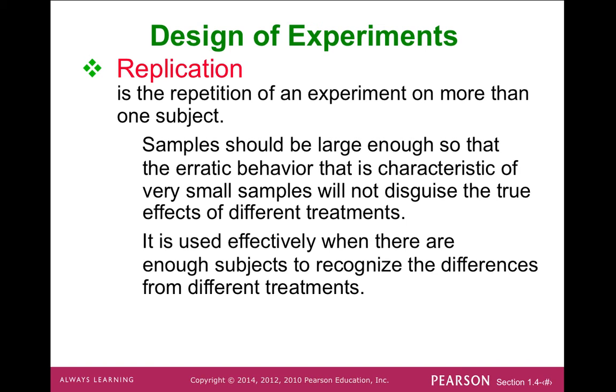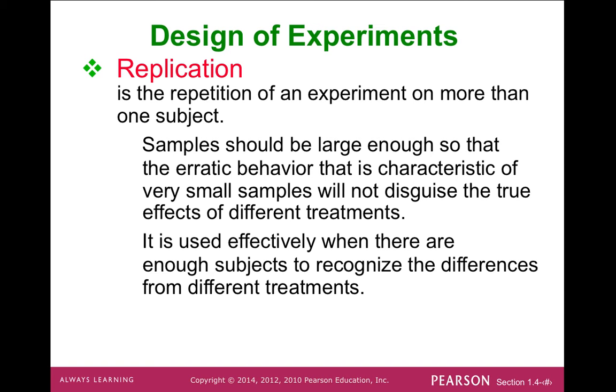Another is replication. In experiments, you want to repeat the experiment on more than one subject. That way you know that the results that you're getting are not just an anomaly. Samples should be large enough so that the erratic behavior that is characteristic of very small samples will not disguise the true effect of different treatments. It is used effectively when there are enough subjects to recognize the differences from different treatments.